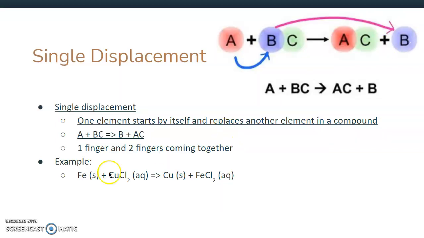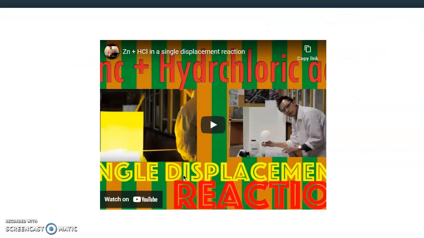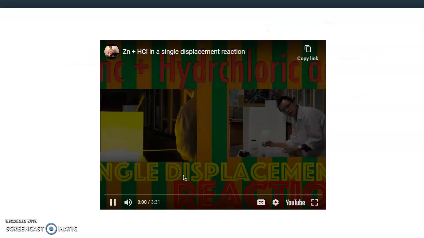And our example is iron plus copper chloride, that's how you pronounce that, goes to copper plus iron chloride. So here's our example for this one.